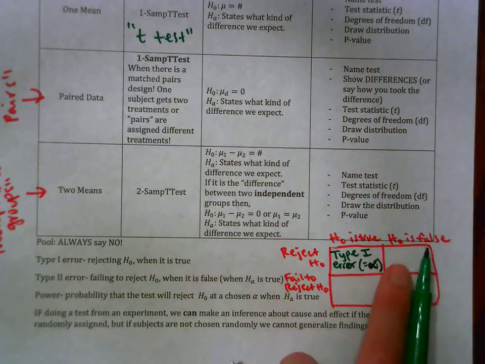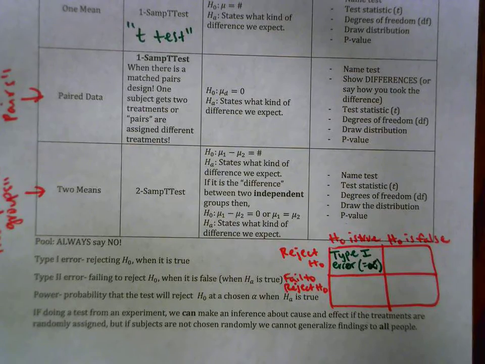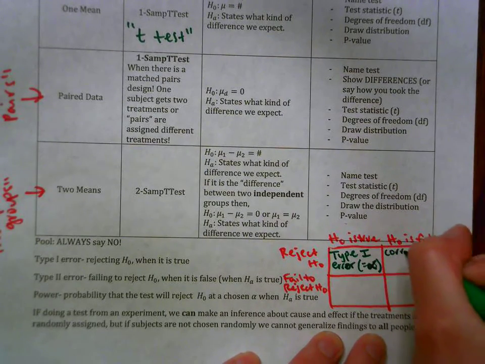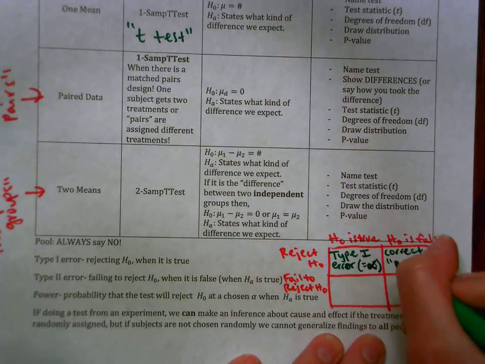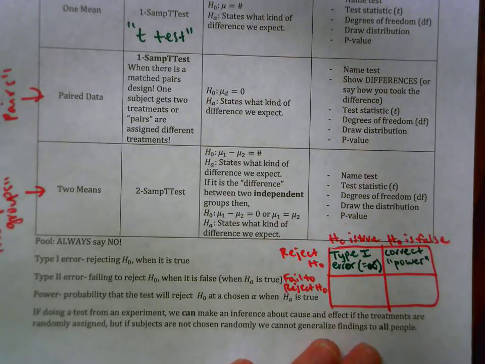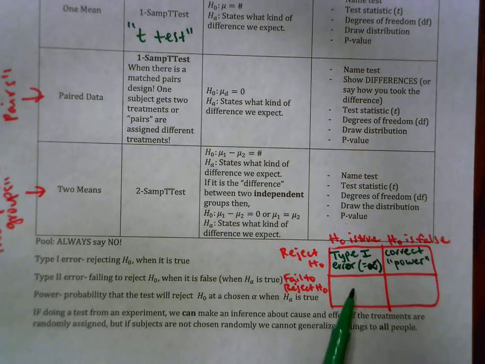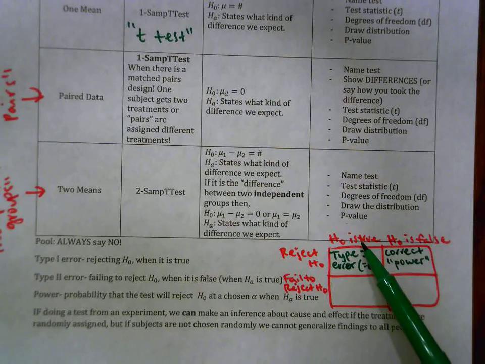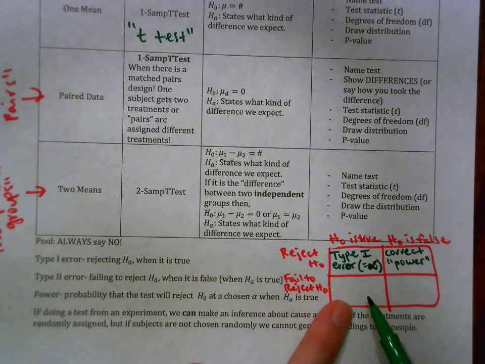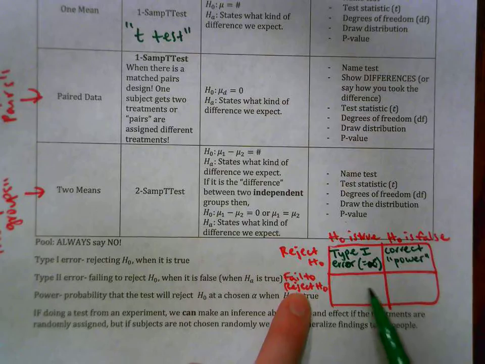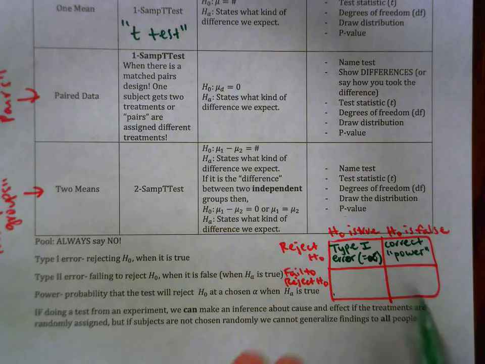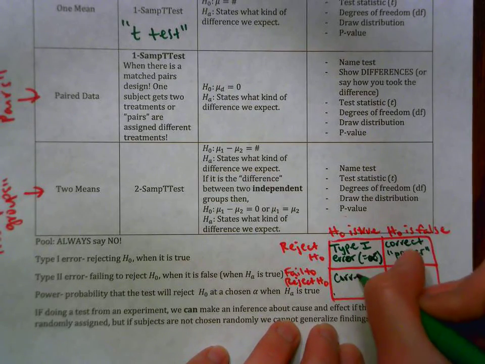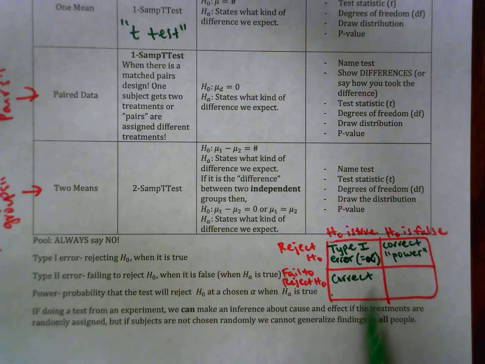If you rejected the null and the null was false, then that means you made the right decision. And that probability of making this type of correct decision is called power. And then if H0 is true and you fail to reject H0, you never write this word down, but that's like accepting H0. So if you accept H0 and H0 is true, that means you made the correct decision. And we actually don't have anything for that probability. That's just good. We don't really talk about that one that much.